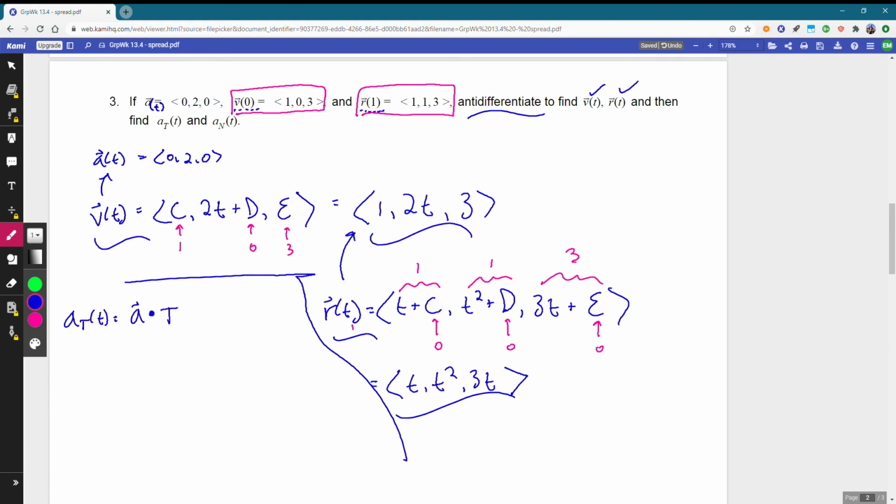dot our unit tangent. So we have our acceleration. It's 0, 2, 0. We want to dot that with our unit tangent. Unit tangent is our velocity, 1, 2t, 3, divided by its size, square root 1 plus 4t squared plus 9.